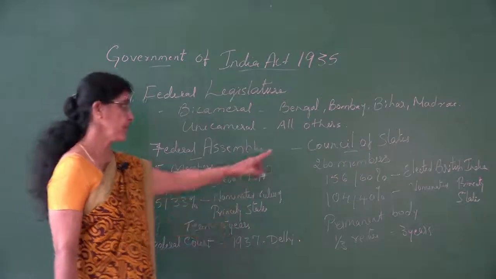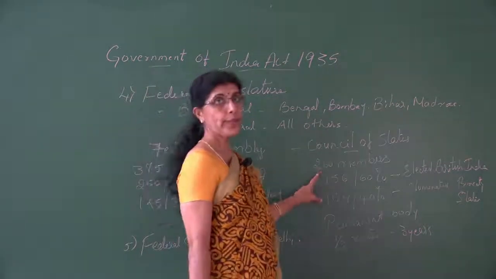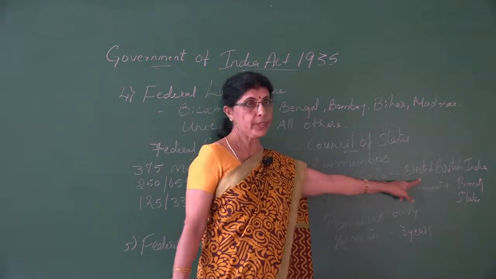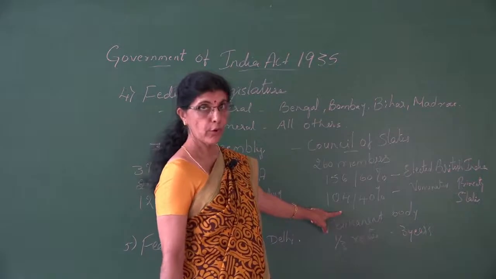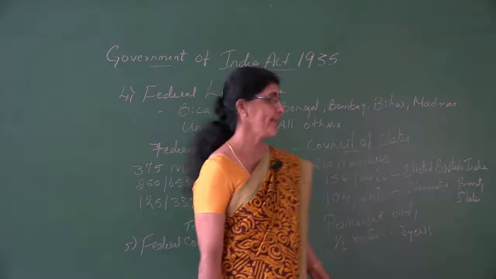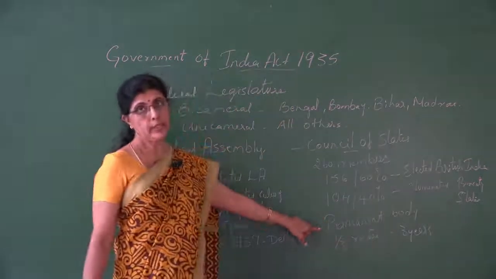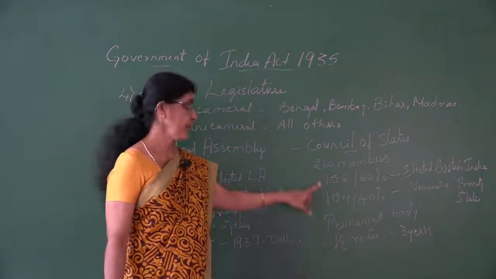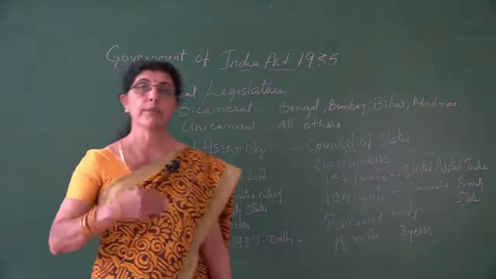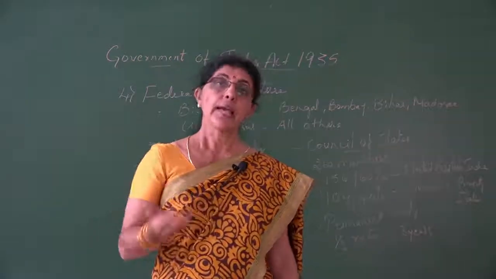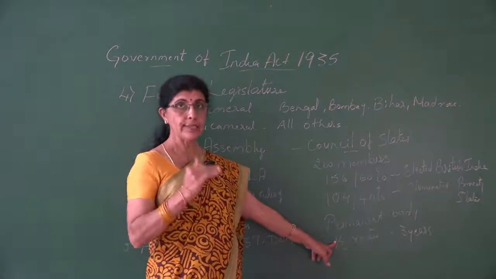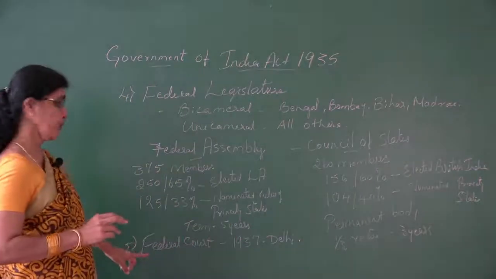Council of States, 260 members: 156, that is 60%, are elected from British India. 104 members or 40% are nominated from the princely states. This will be a permanent house, and all these members will retire every 3 years. That is, 1/3 of them will retire every 3 years, and the next new members will be nominated or elected as need be.